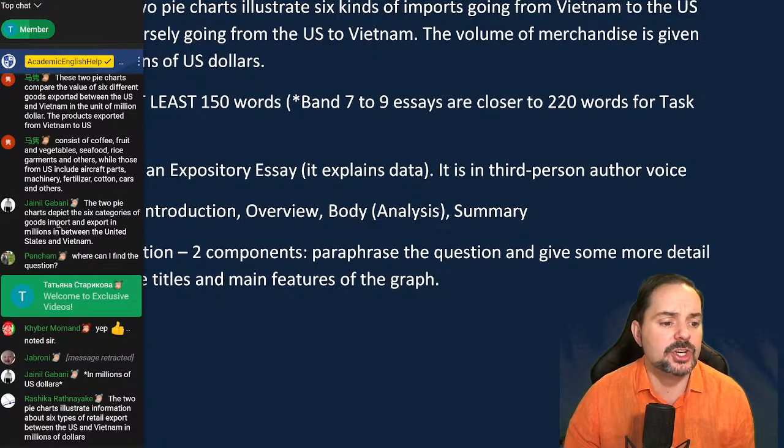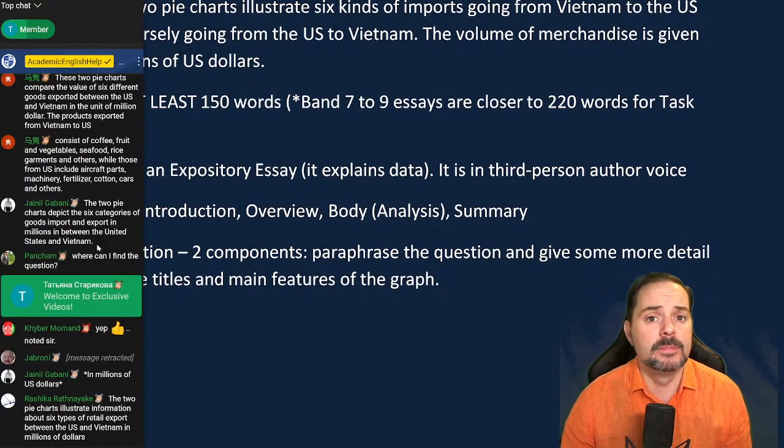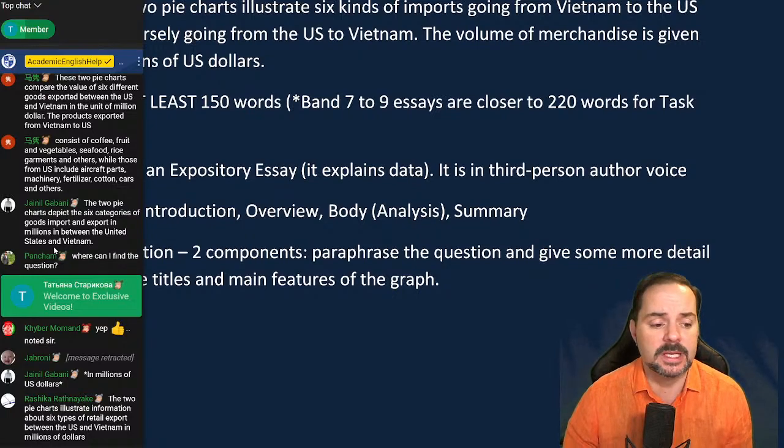Janelle says the two pie charts depict the 6 categories of goods imported and exported in millions between the United States and Vietnam. In millions of dollars. Janelle, you need the measure because we don't know if millions means millions of units or millions of kilograms. So you need the measure dollars, okay? That's an important piece there, the dollar, okay? And otherwise it's quite good, okay?